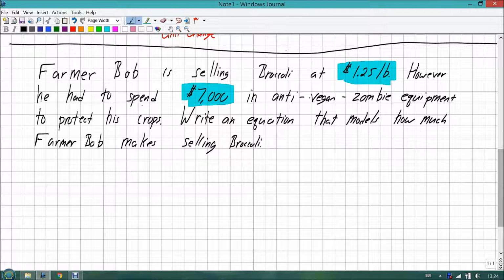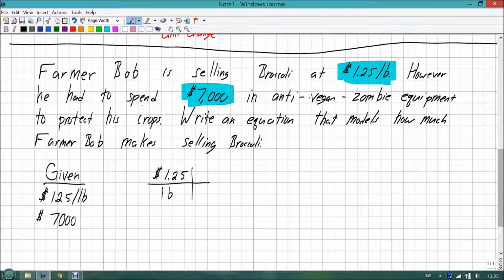All right, so what do we do? Well, I'm going to write down what's given. So I am given that it's $1.25 per pound, and that something is costing $7,000. So I'm thinking that we're going to have the same kind of situation as before, where we had the $1.25 per pound, and then we don't know how many pounds he's selling, so we're going to multiply that by x, and then pounds and pounds cancel. I'm left with dollars. Okay, so that part's good. I know I'm going to have a 1.25x, but what's up with the 7,000?